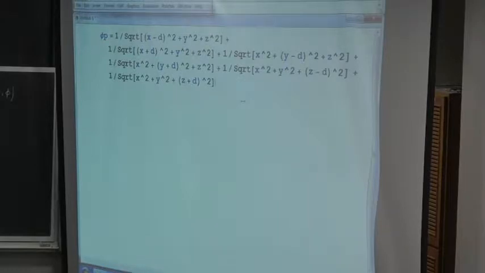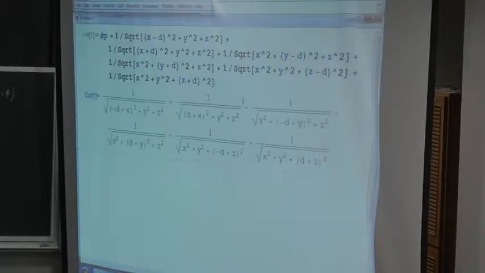Alright, first of all I define a potential. Now this potential is 1 over square root times what I've written over here. I've defined this exactly the same as what I've written on the blackboard. This defines a potential.